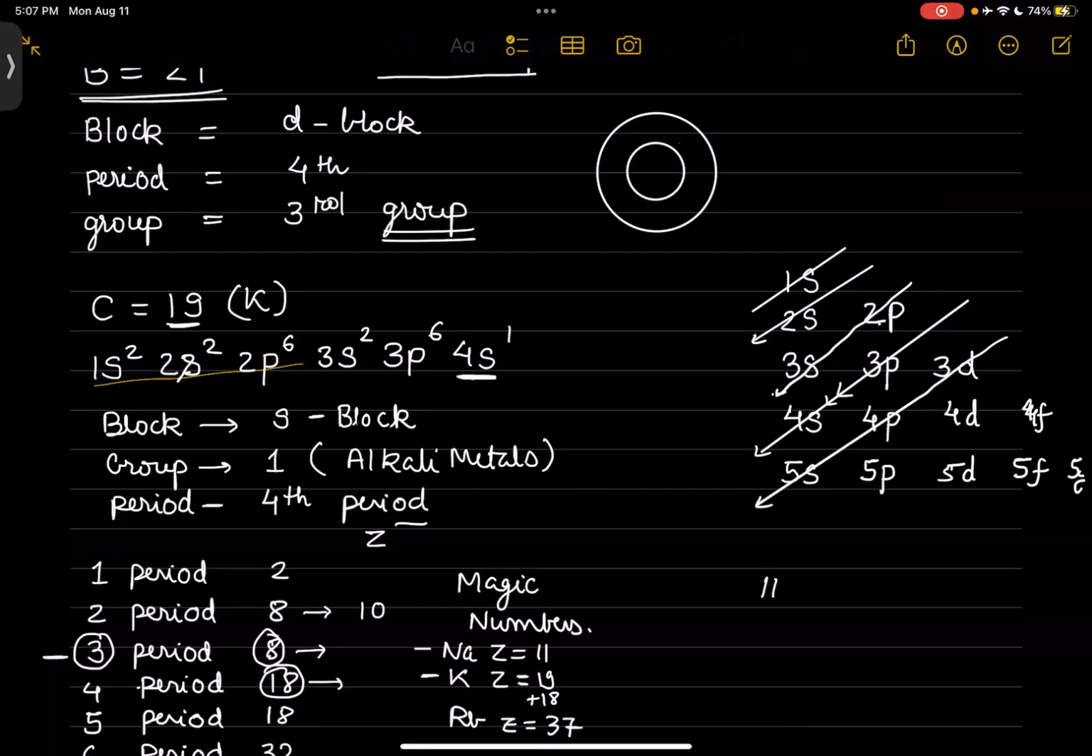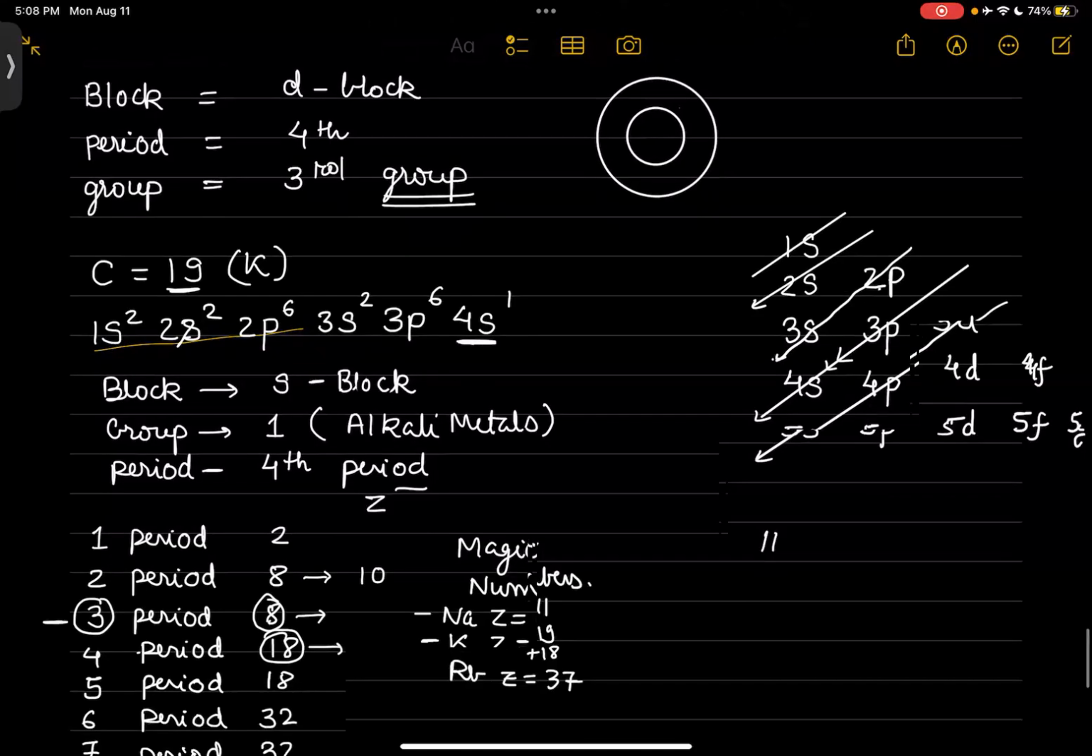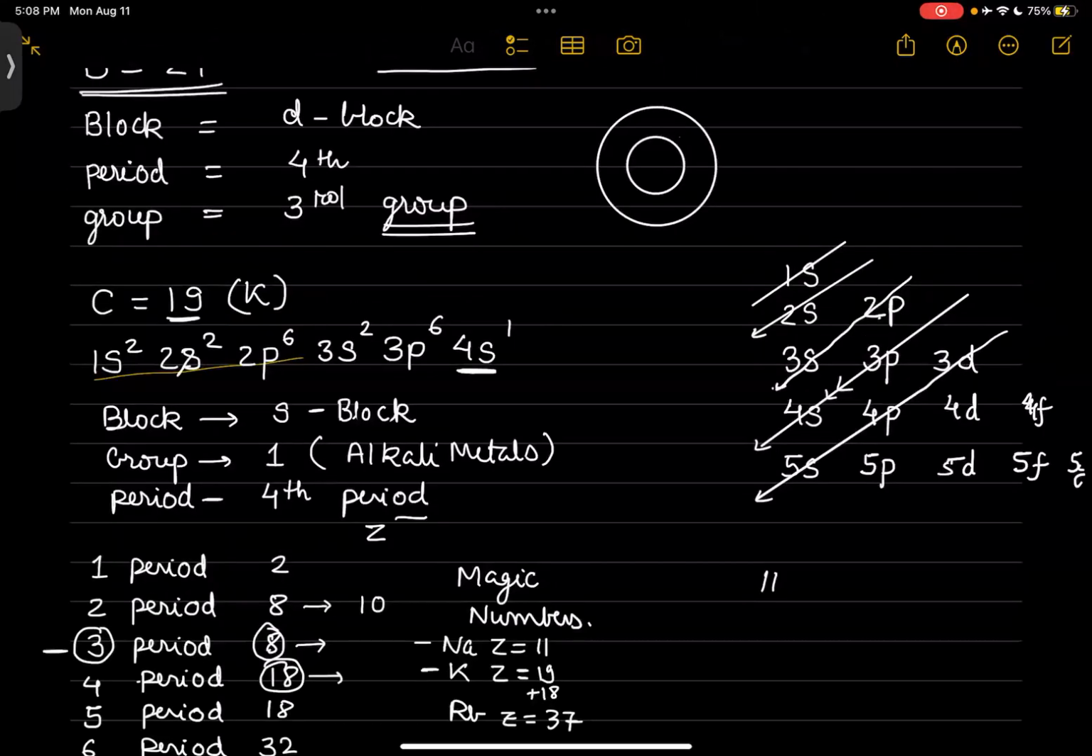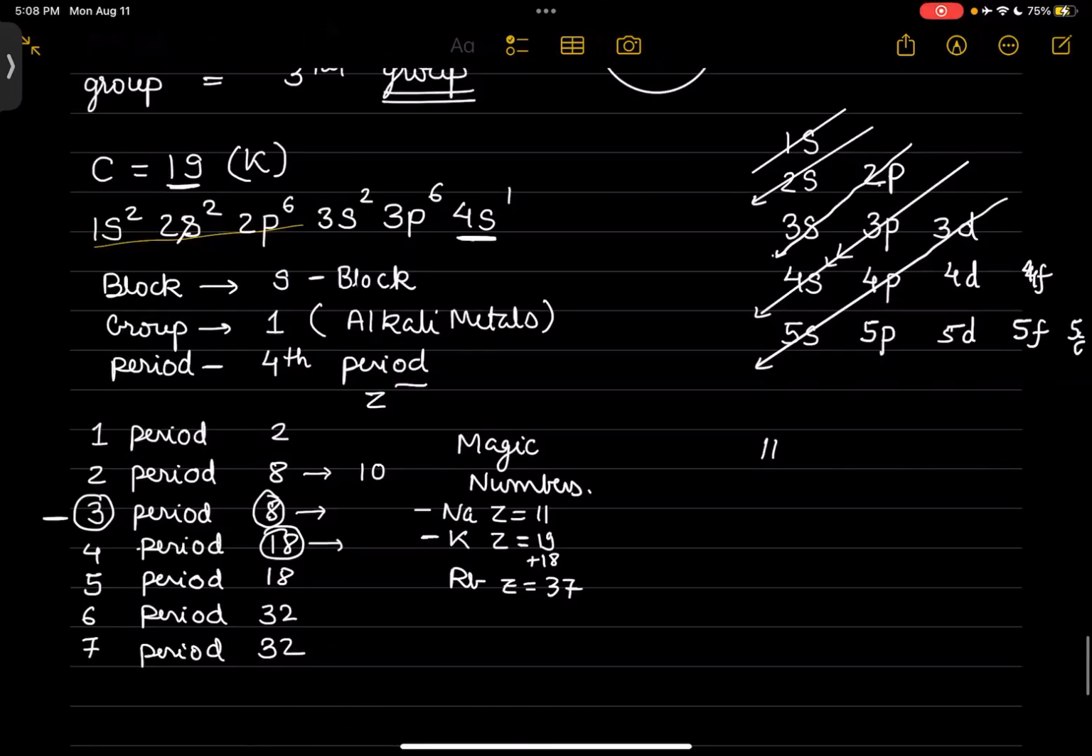So how many elements have just the first shell? Just two elements. The first element is hydrogen, the second element is helium. 1s1, 1s2. And with that, you have the first period complete. Got it? Yes. Once you have the first period complete, then what do you do?